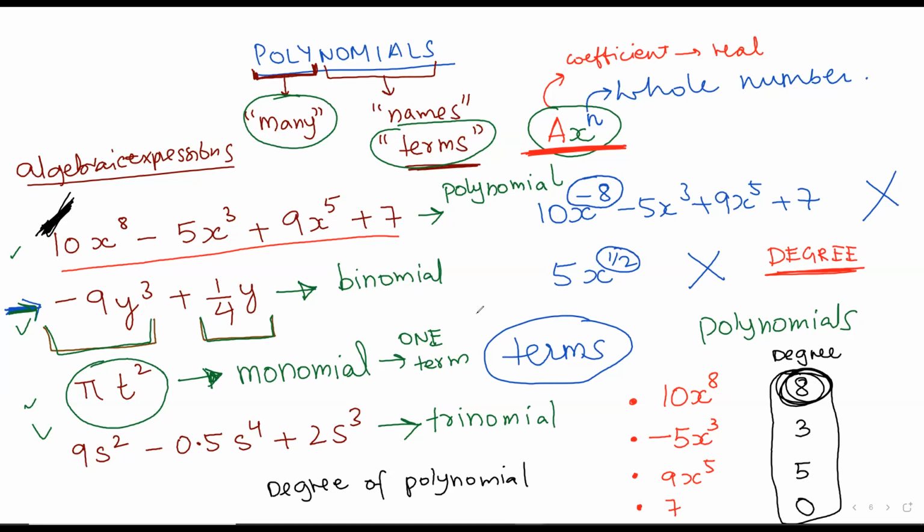So now, Mridula, what is the degree of the second polynomial? Hamna? It's 3, ma'am. Yes. And the next one? 2. Very good. And then the next one? 4. Very good.